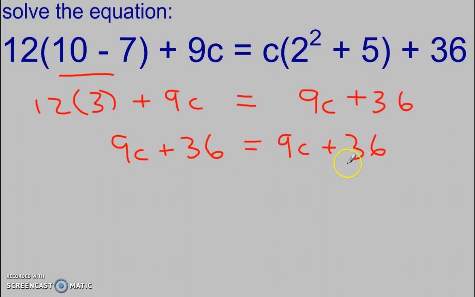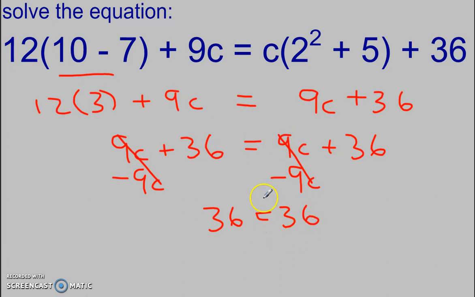This looks similar to what we had on the other page, but if I get rid of this variable term, and this one also cancels out, then I get 36 equals 36. And that's actually true. 36 does equal 36. But what this means is I didn't get c equals 36. It says 36 equals 36.